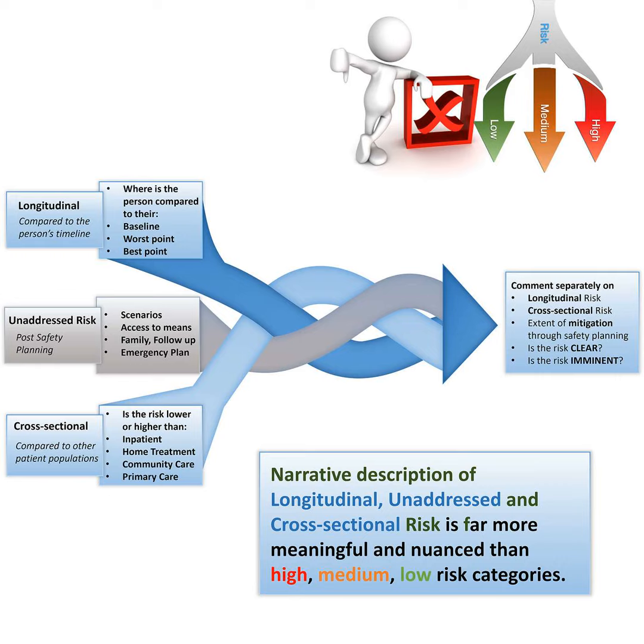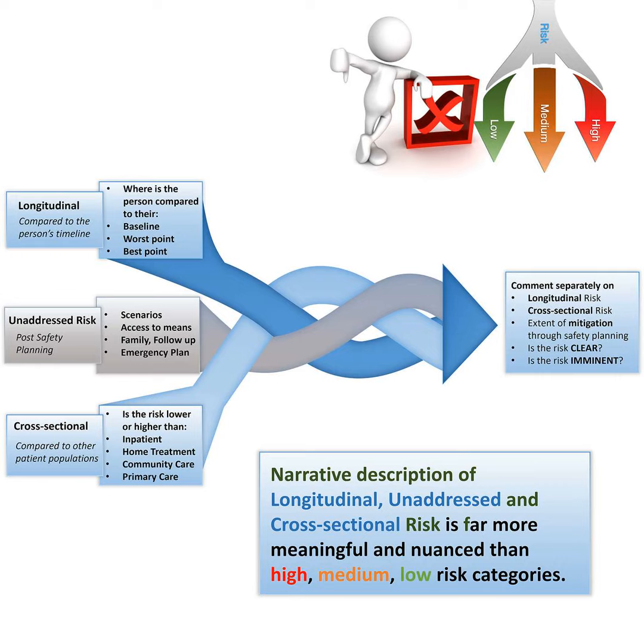So we find ourselves asking questions like, is the risk lower or higher than their baseline? Is it getting better or is it progressively getting worse? Are they at their worst point or have they turned a corner? Tell us a bit more about unaddressed risk.